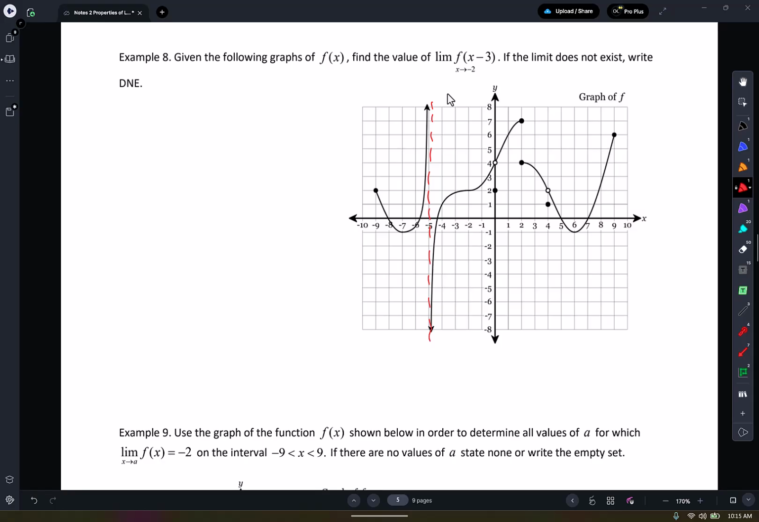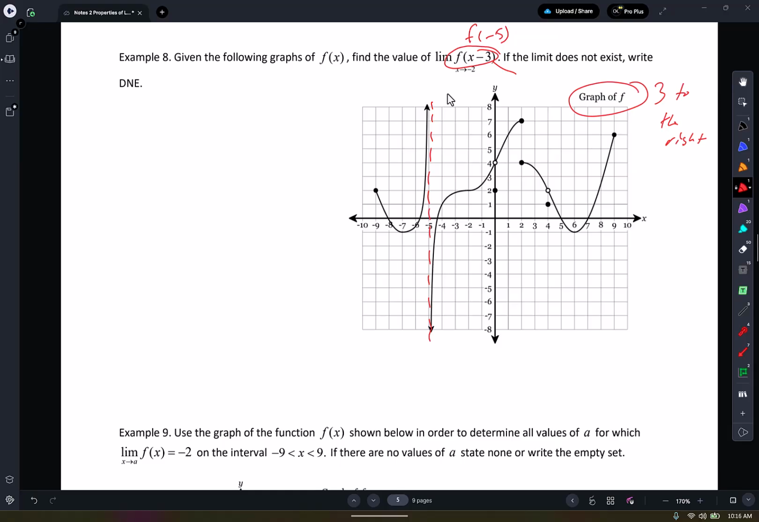Another way that I've had kids do it in the past is to say, well, that's the same thing as evaluating the limit of f at negative 5. You have to be careful with that, guys, because this is undefined at negative 5. Some kids say, oh, that just means it does not exist. If you see it that way, that's fine. But I would recommend you look at it more like shift this graph 3 to the right and then evaluate what's happening at x equals negative 2.